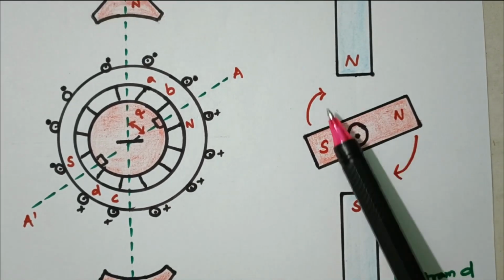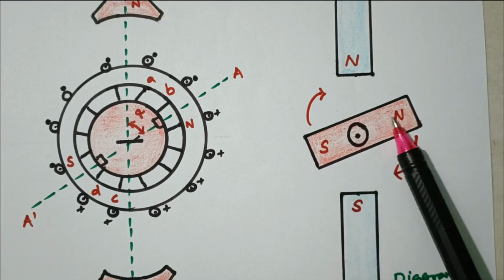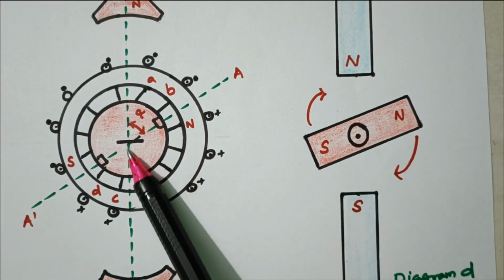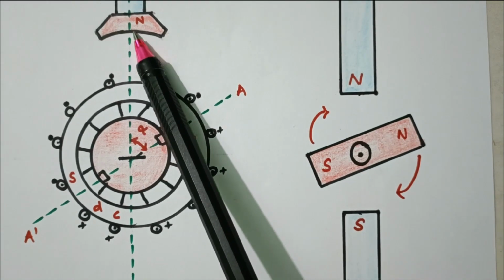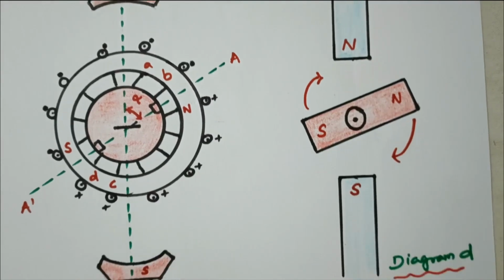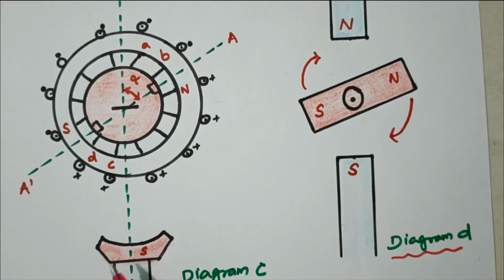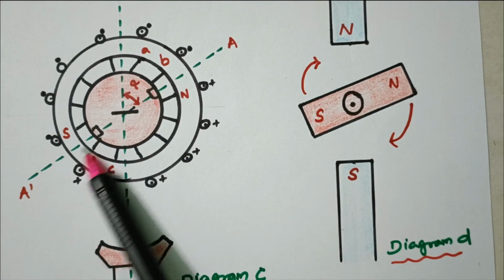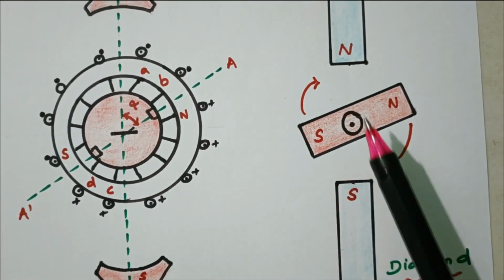See this, now it is inclined. In the earlier case, diagram A, here also the main pole is N and the rotor pole is also N; the rotor pole is S and the main pole is S. So there is a repulsion. Now it is rotated, inclined at an angle of alpha. So now see the position.